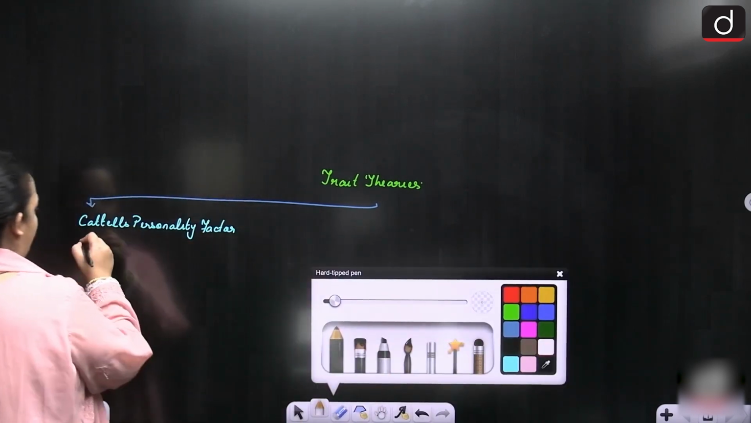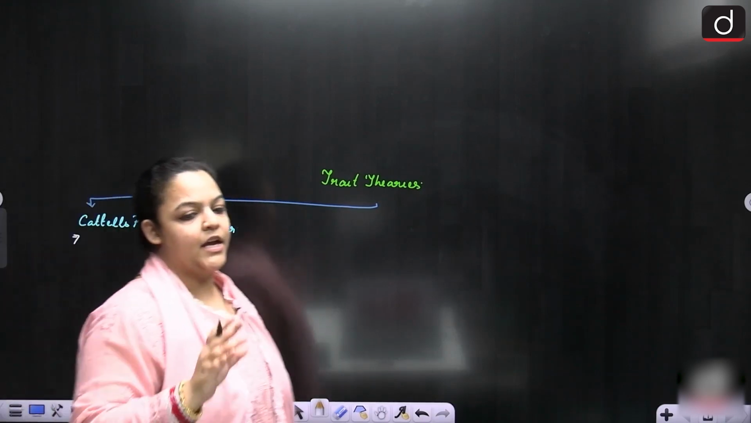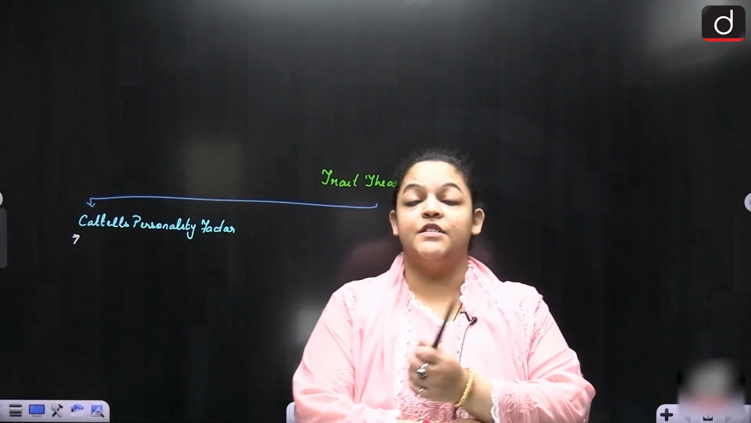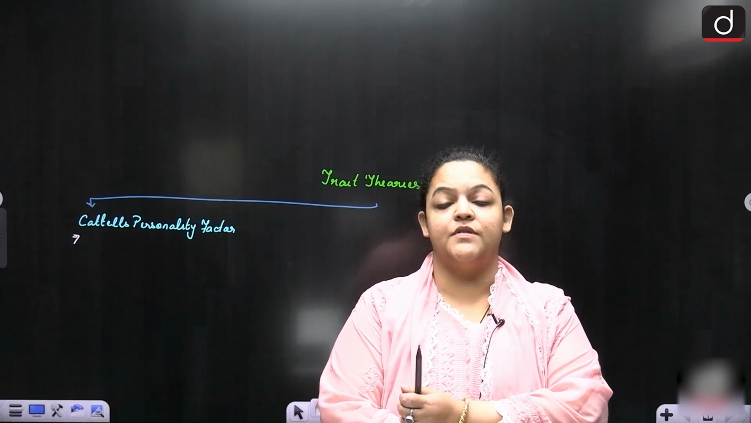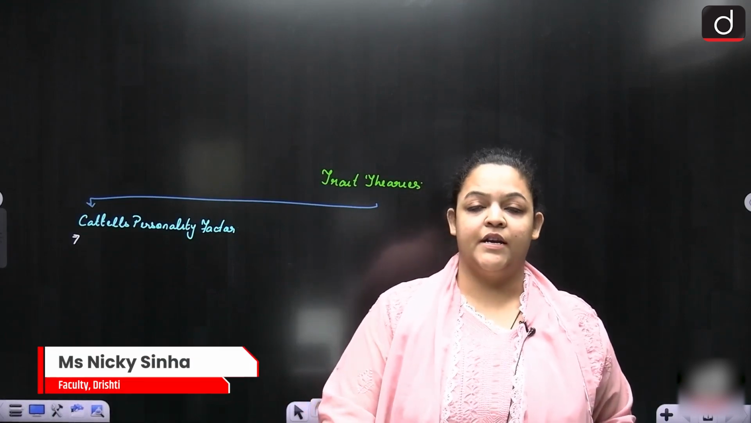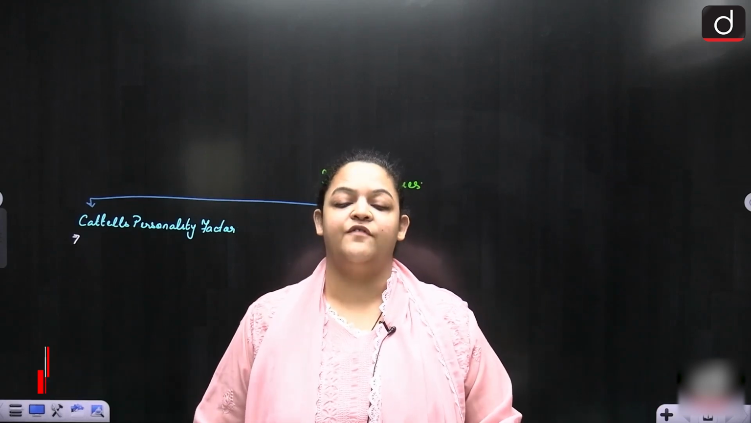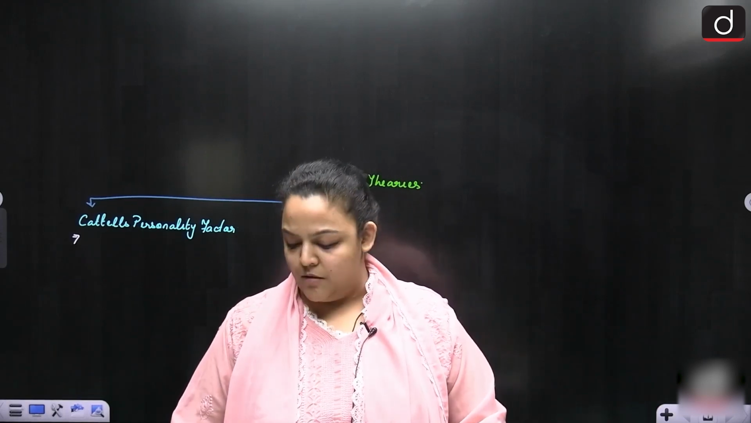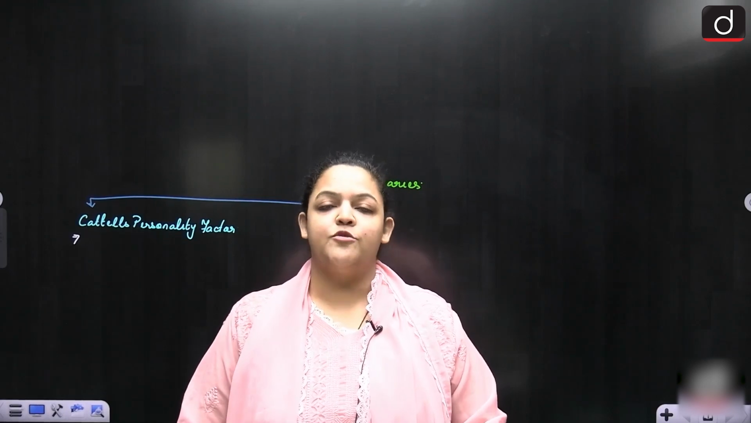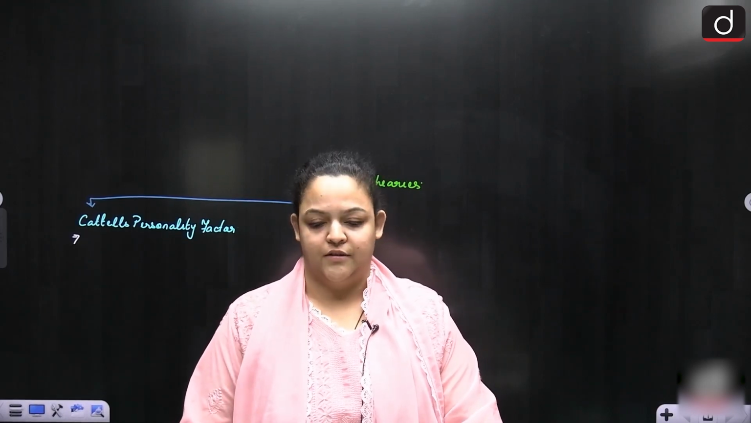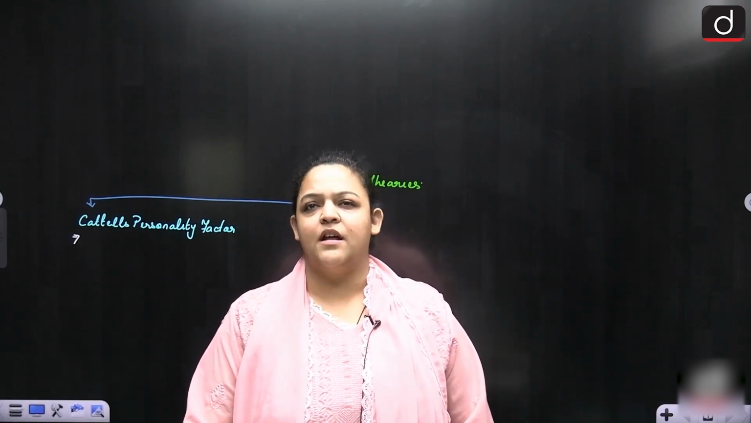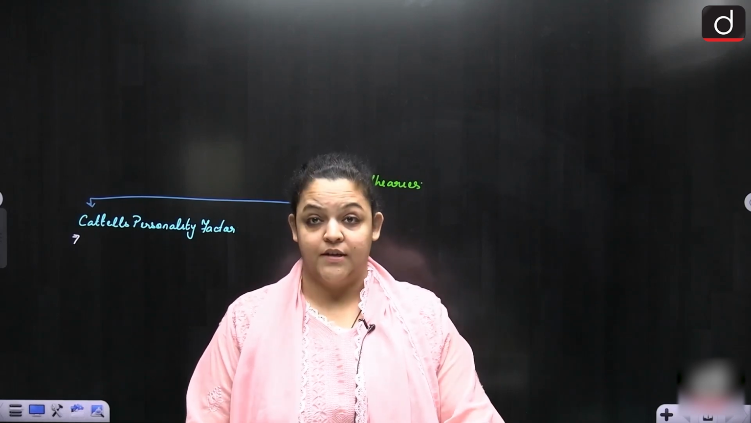Chalo bhai. What did he do? Now, this was actually given by whom? This was given by Raymond Cattell. Fine. And he believed that there are common factors, or you can say common structures, on which people differ from each other. Okay.